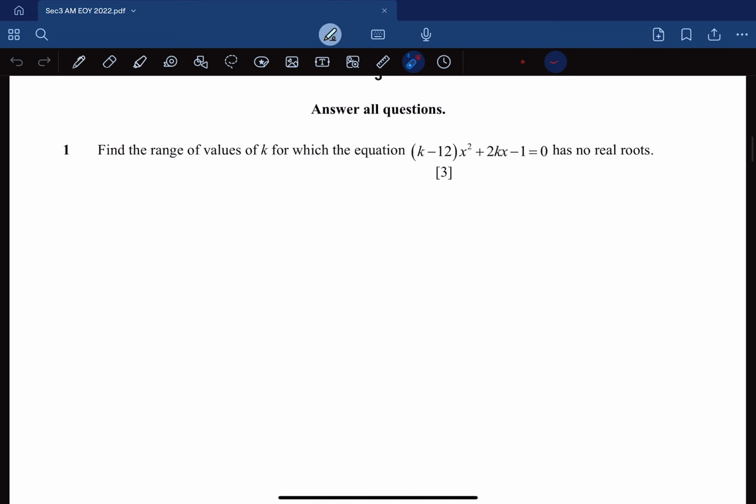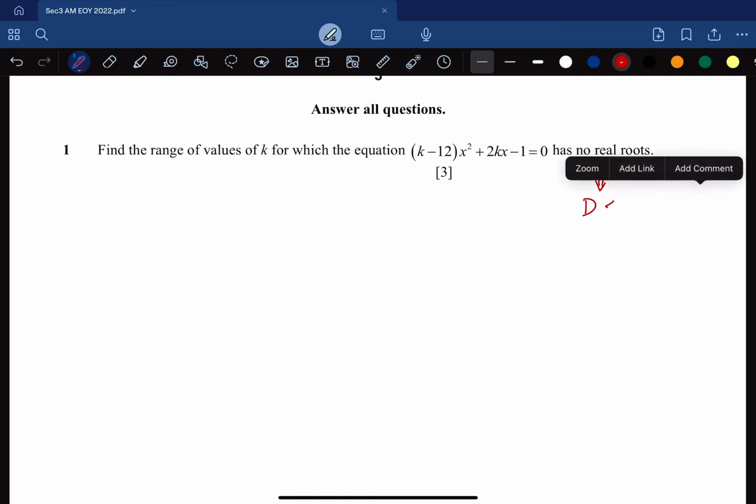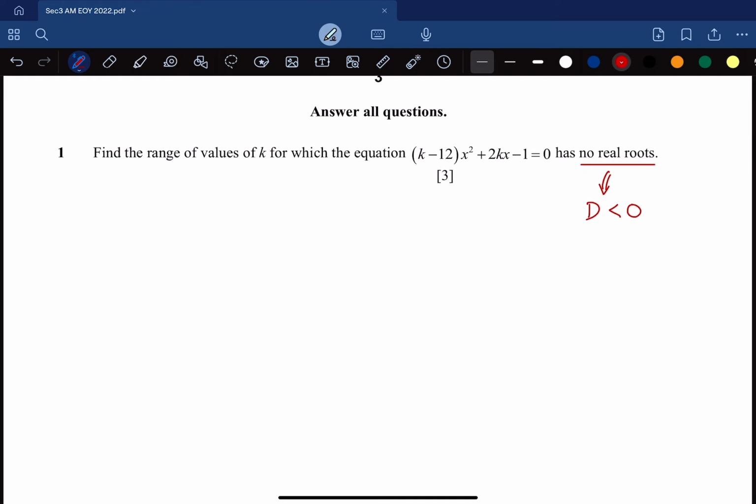Question 1. Find the range of values of k for which this equation here has no real roots. So if you recall what you have learned in the equations and quadratic functions chapter, if an equation has no real roots, the implication is that the discriminant D is strictly less than 0. Okay, so with that, I can now obtain my discriminant from this quadratic equation over here.